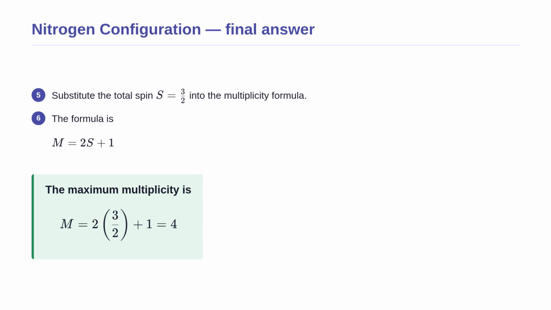Now that we have our total spin, we can find the multiplicity. We plug our total spin s equals 3 halves into the spin multiplicity formula, M equals 2s plus 1. The 2's in the numerator and denominator cancel out perfectly. This leaves us with 3 plus 1, which gives a final multiplicity of 4. This is the absolute highest possible multiplicity for 3 electrons in a p subshell.